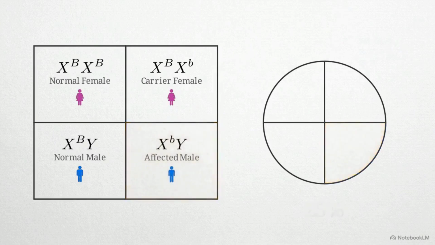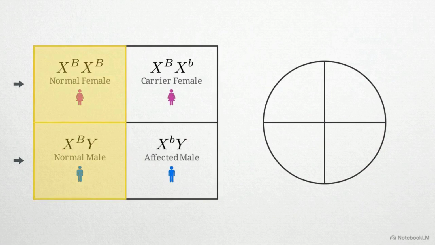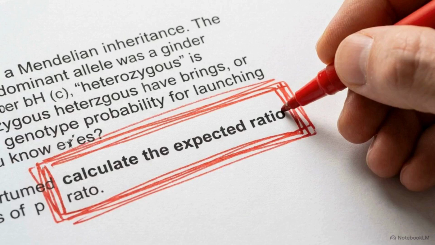However, if the question asks for the chance of a normal child, regardless of biological sex, we count both the normal female and the normal male. That is 2 out of 4, making the answer 50%. Precision in reading the final sentence of the prompt is just as critical to your grade as the math inside the Punnett square. And there it is.